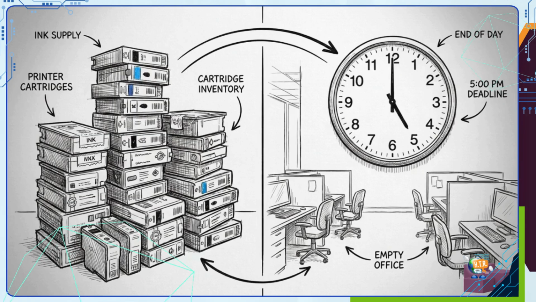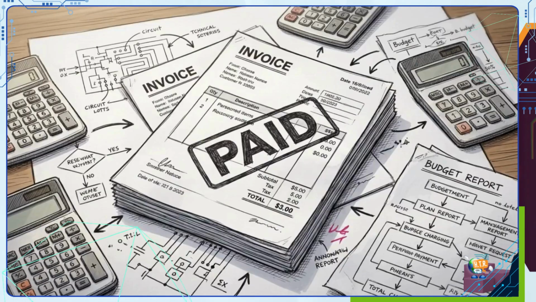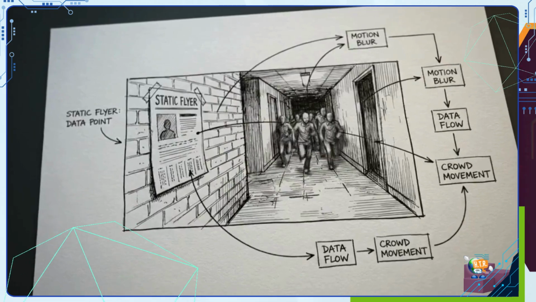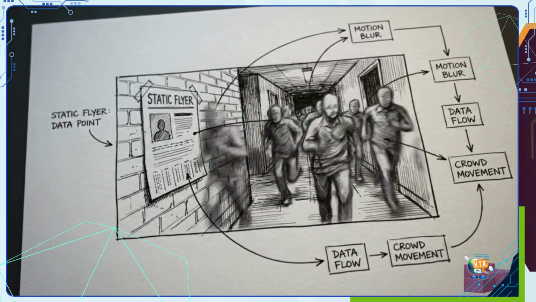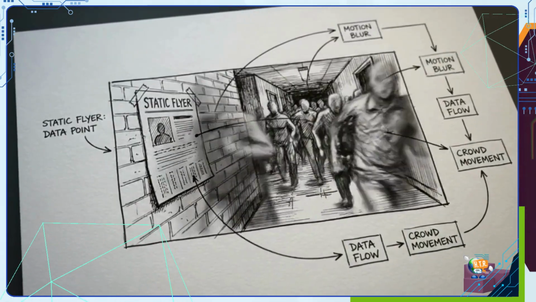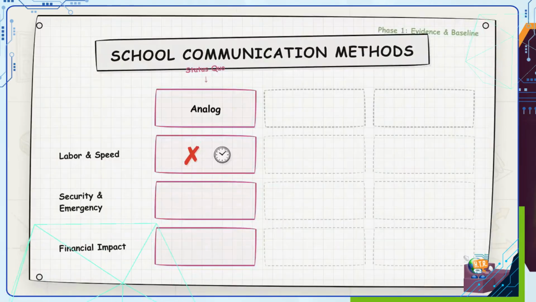Between the cost of physical supplies and the hundreds of hours of administrative labor, a medium-sized school bleeds significant resources over a 5-year period. Most importantly, analog boards offer zero utility during an emergency. When a campus goes into lockdown, a paper flyer cannot provide the instant visual instructions needed to guide students in noisy hallways or cafeterias. As the matrix shows, the analog method creates a massive labor drain and a total communication blackout during a crisis. It results in slow updates, high security risks, and a high 5-year cost.